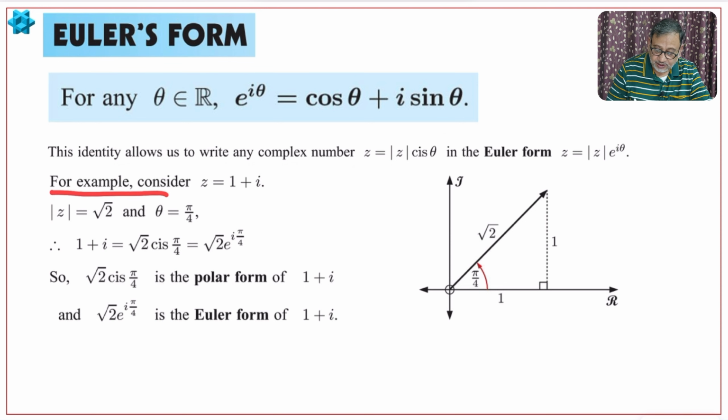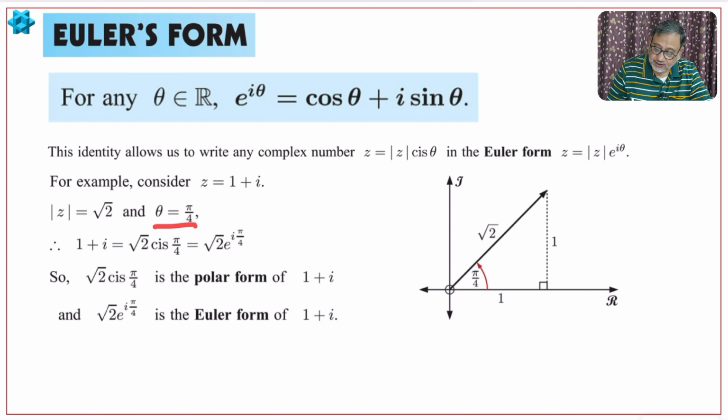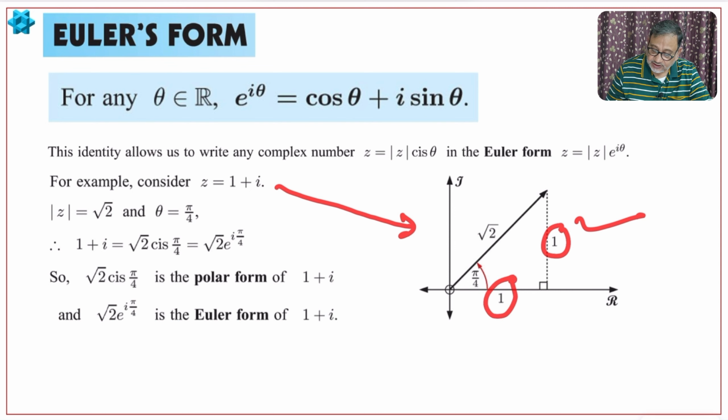So for example, if you have a complex number z is equal to 1 plus i, then modulus of z is root 2, you know it, square root of 1 square plus 1 square, which will be root 2, and theta will be, from this figure you can say, opposite over adjacent, tan inverse.